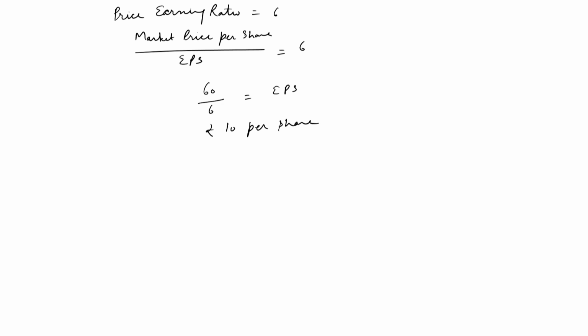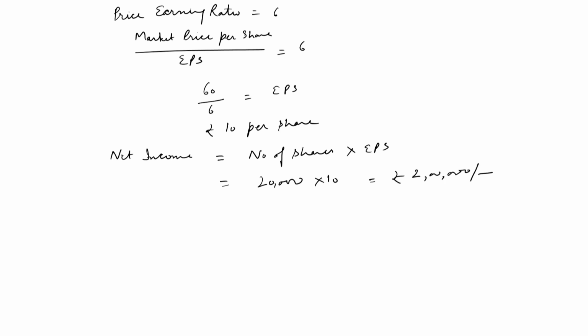And the total income, if we have to compute with the help of this, the net income will come to number of shares into earning per share, as the question is talking about 20,000 equity shares. So this 20,000 to be multiplied by 10 comes to rupees 2 lakhs.